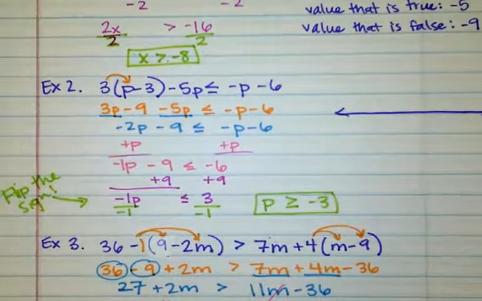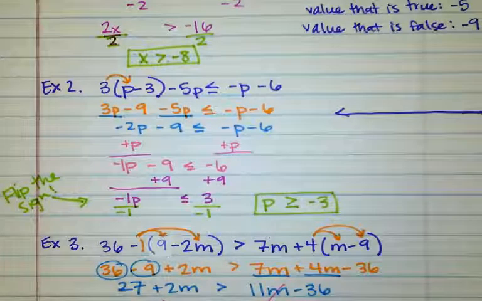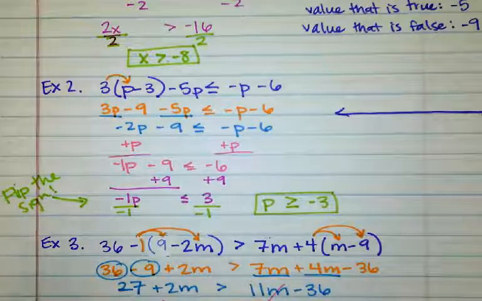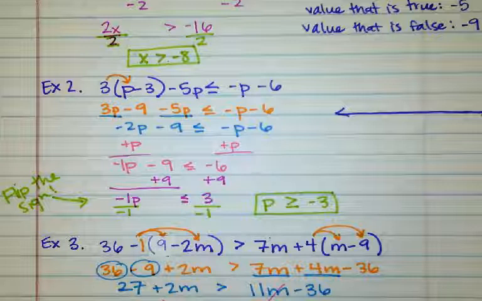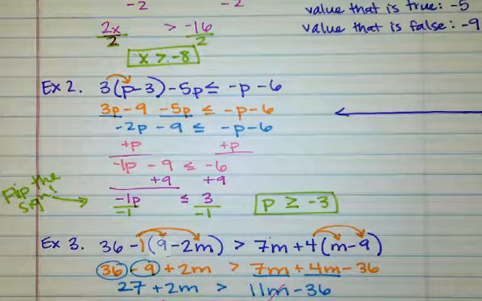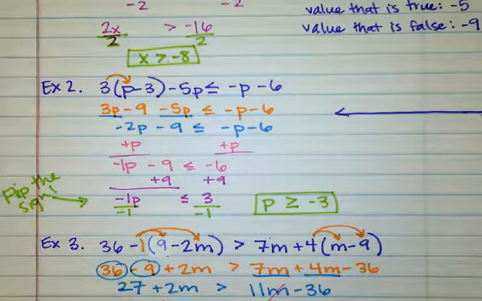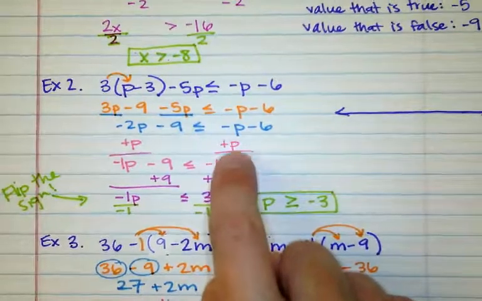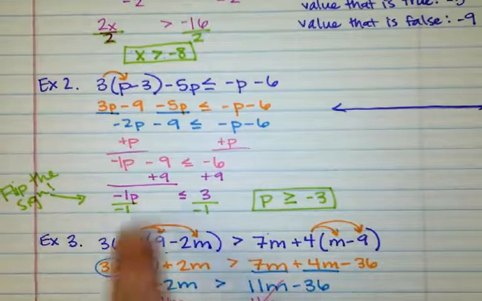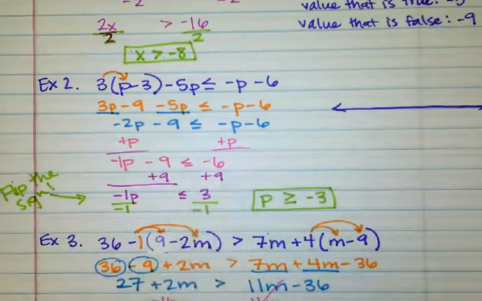Now, I will say, guys, when solving inequalities, it is very helpful to always move to the left side. Because if you move to the right side, then you're going to have to deal with flipping the inequality at the end. So I guess you're either going to flip it when you divide or flip it at the end. But I like to move my variables always to the left. So I added my p here and added a p. So I had a negative 1p minus 9 is less than or equal to negative 6.